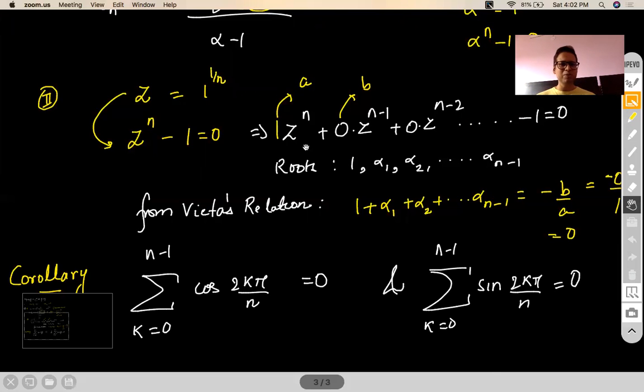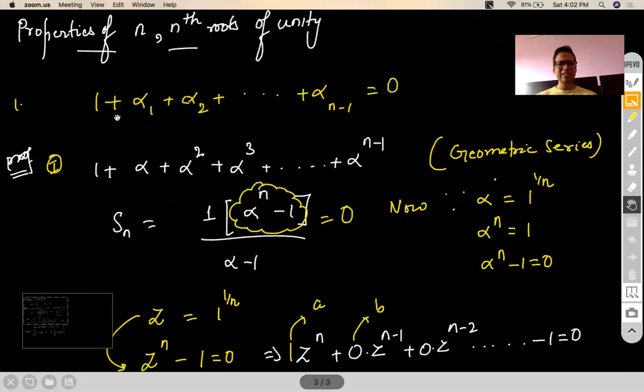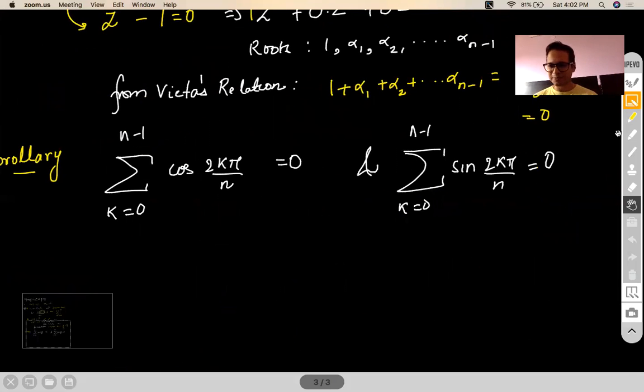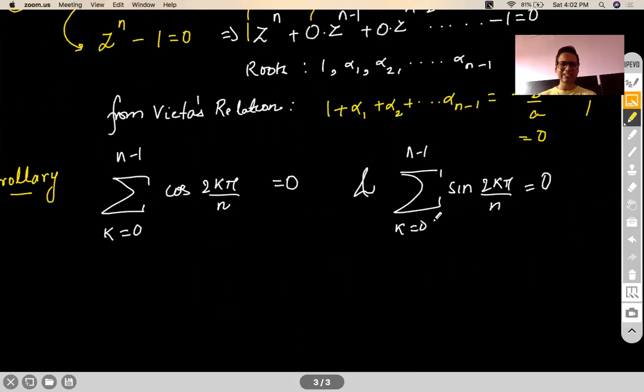You must be thinking, there is some sum of roots happening over here, and all of a sudden, sir has brought trigonometry here. Can anybody relate this to the previous result? Why is the sum of the cosine series of the nature 2k pi by n from k equal to 0 to n minus 1 equal to 0, and why is the sum of the sine series from k equal to 0 to n minus 1 equal to 0? Can anybody relate this result to the previous result?